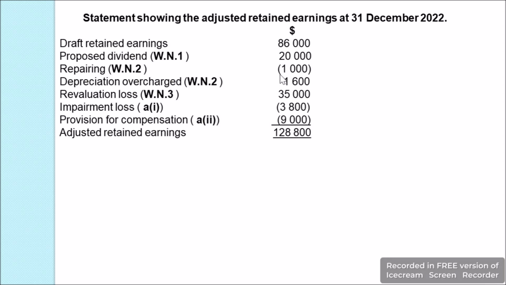This is an expense, and expenses need to be subtracted, so we are going to subtract this $1,000. And then depreciation overcharged: we have overcharged this because we have taken the repairs contract as well as the cost of machinery. As we have overcharged that, we are going to add this back as $1,600, which was done in the calculations in the second working notes.